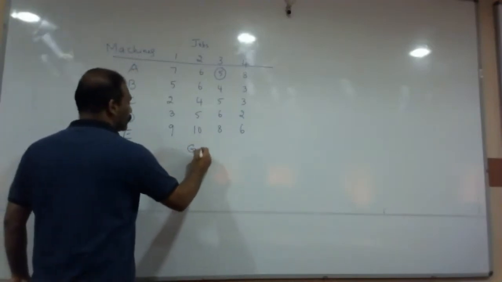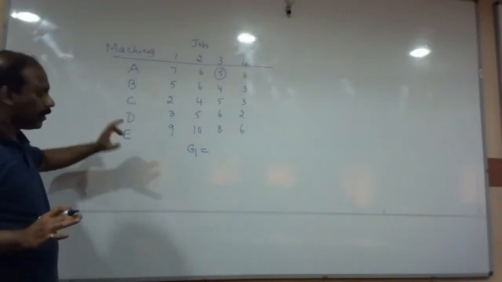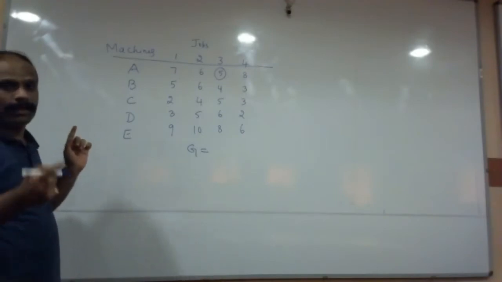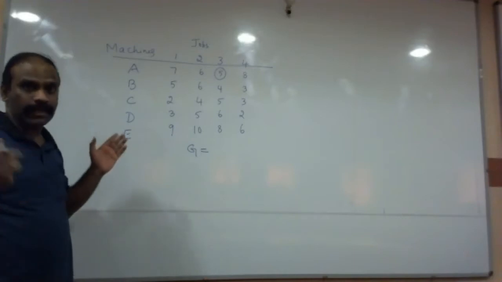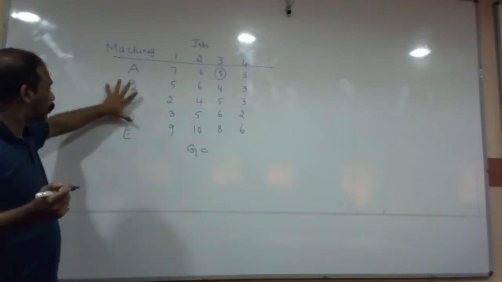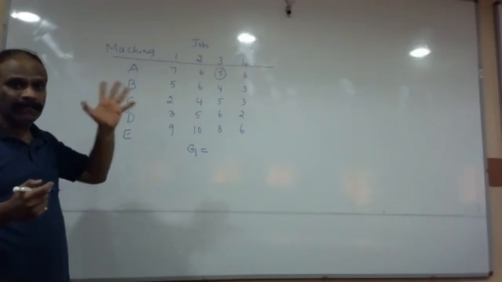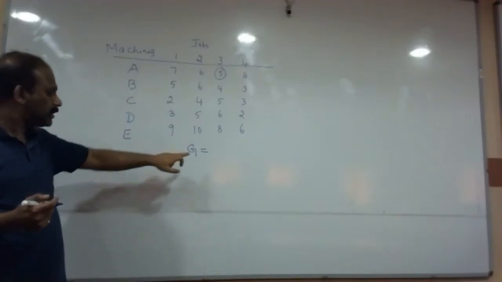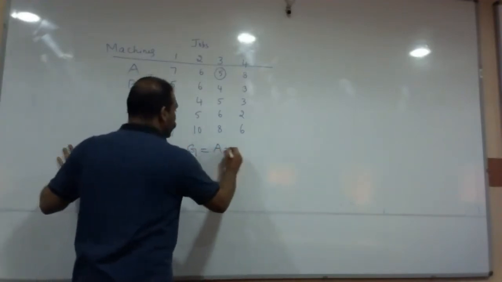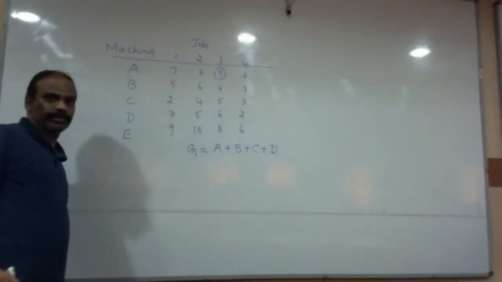So G is equal to, please remember, if there are totally 5 machines, then the number of machines to be added will always be equal to n minus 1. If the number of machines is n, then the number of machines to be added will always be n minus 1. Since there are totally 5 machines here, I should be adding n minus 1. So what is n minus 1? 5 minus 1, it becomes 4. So G is equal to the first 4 machines. Which are the first 4 machines? A plus B plus C plus D.